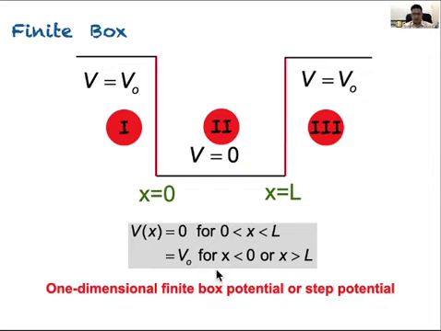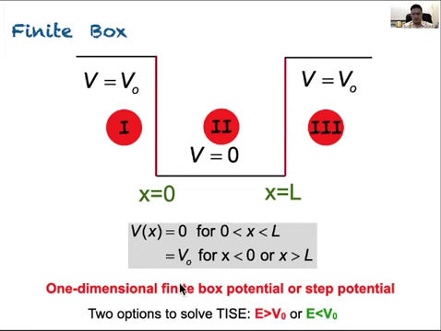So this is a one-dimensional finite box potential, or sometimes you will also see it written as a step potential. Now there are two regimes when we want to solve the time independent Schrodinger equation. One, the particle has energy E which is greater than V0, so this will be somewhere here. And another regime where the particle has energy which is smaller than V0, so this will be somewhere here. First we are going to solve this particularly interesting one where the energy is smaller than V0, and let's see what is going to happen.